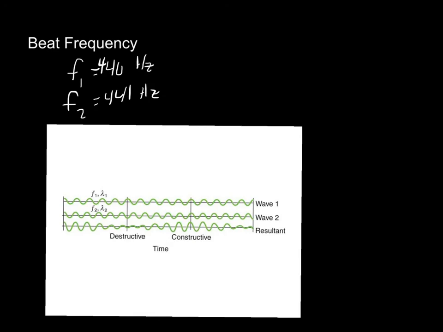Beat frequencies are really easy to find. If I play a 440 hertz and a 441 hertz tone, my beat frequency is simply the difference between the 2 tones, 1 hertz. So whatever we do, you can calculate the beat frequency just by looking at the difference in the 2 tones. Whatever the difference is, that's your beat frequency.